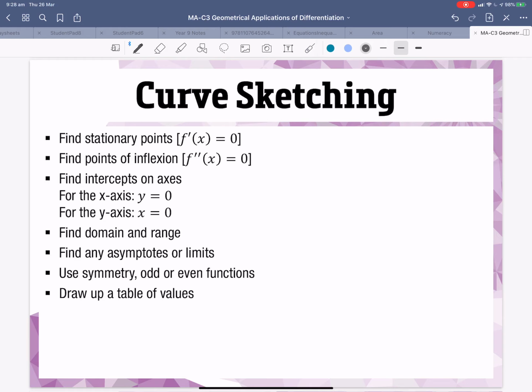But this first page you've got in front of you is just reminding you of the tools you've got to help you work out what a curve looks like. And that is stationary points, where the first derivative is equal to 0, points of inflection, where the second derivative is equal to 0, and concavity changes.